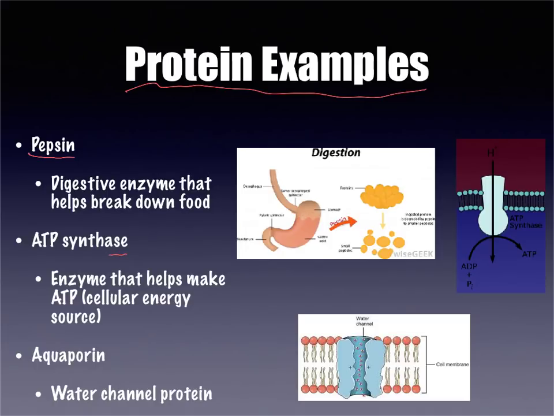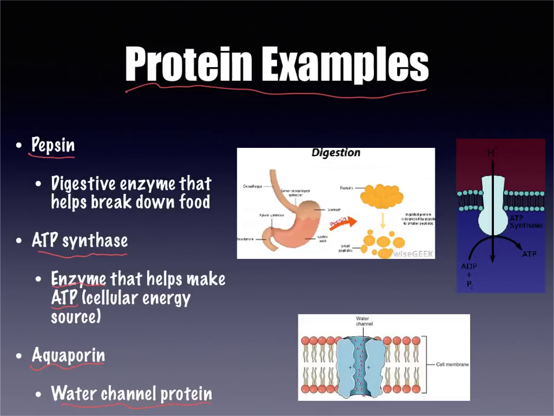ATP synthase. This is an enzyme. Remember, enzymes are specific things that help reactions go quickly. ATP synthase is an enzyme that helps make ATP, which is the energy currency, the molecule that cells want to use for energy for all their cellular reactions. And then aquaporin is another protein, which is a water channel protein, kind of like the pores we showed in the previous example.